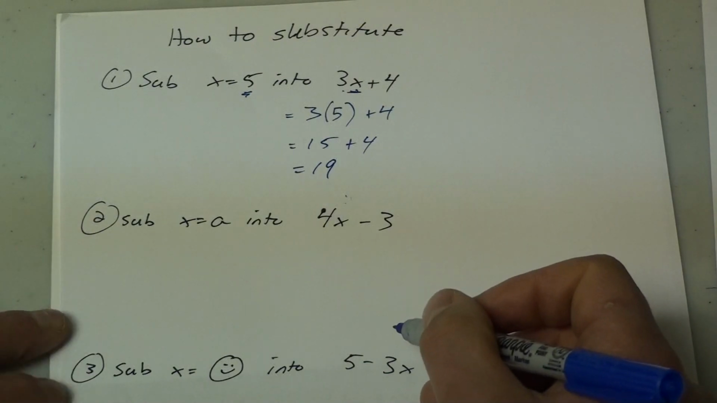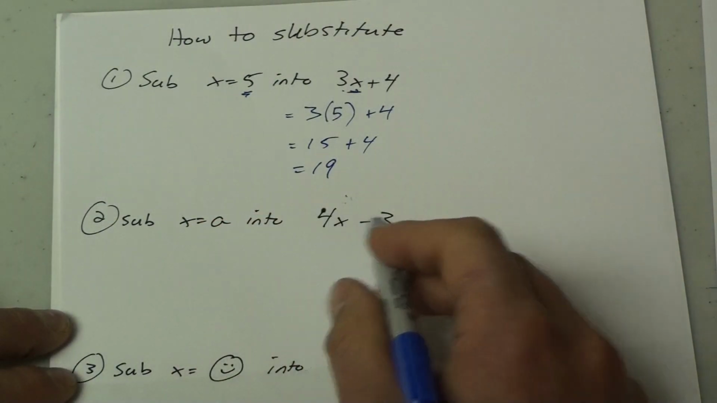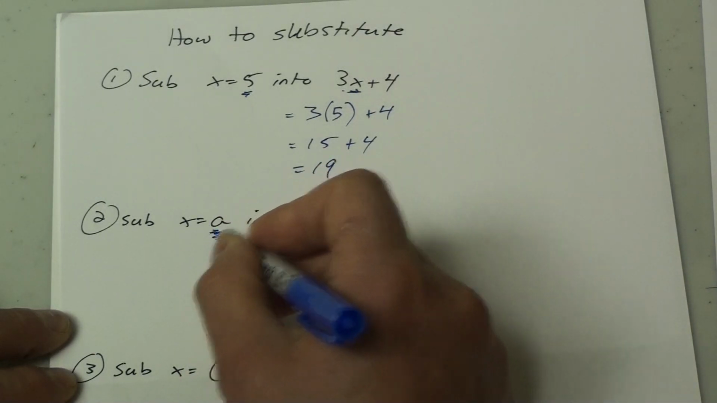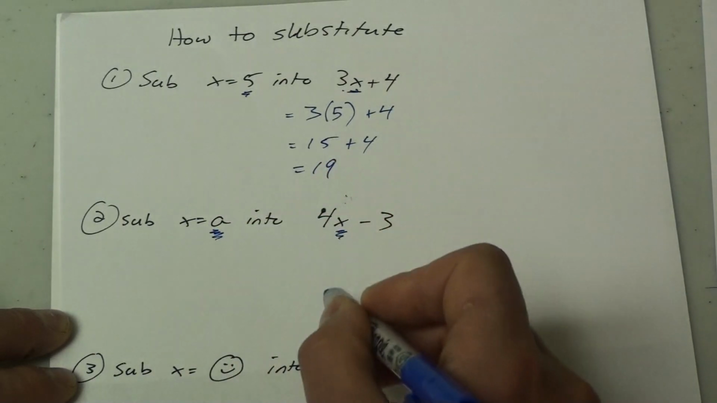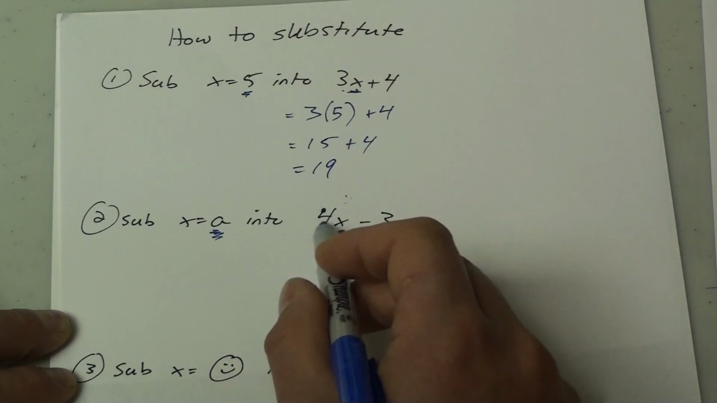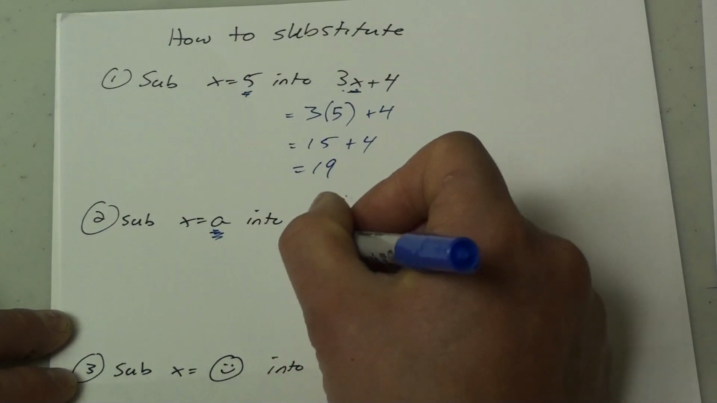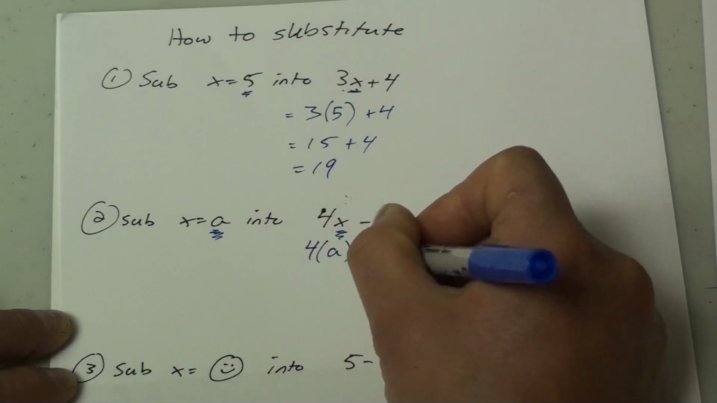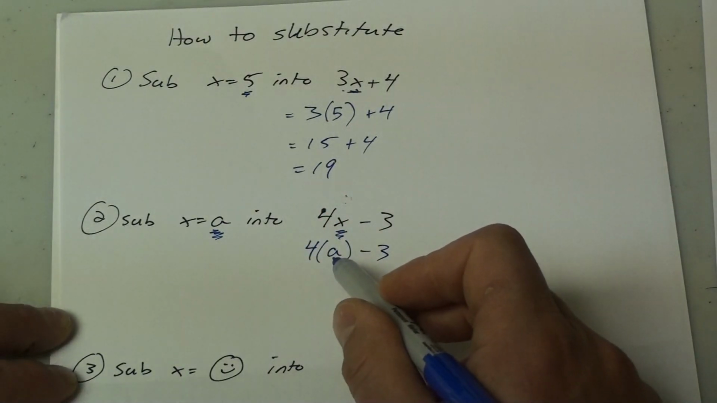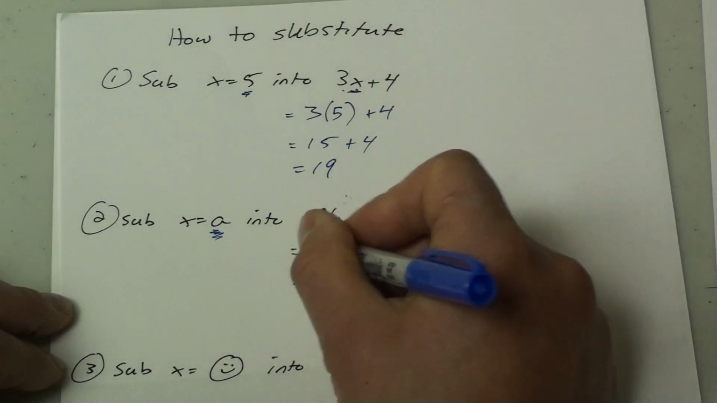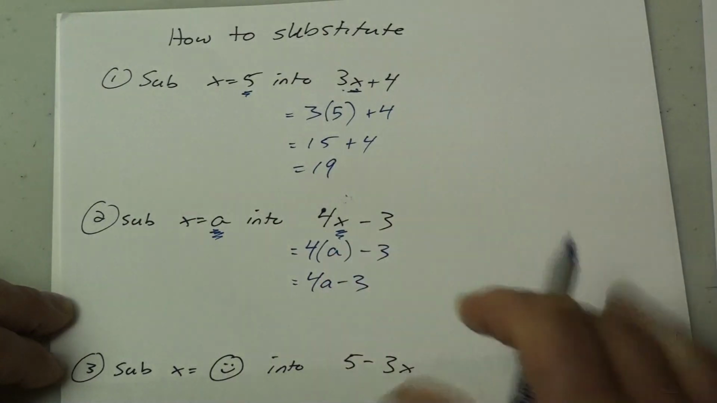In the second example, I'm going to sub x equals a into 4x minus 3. Now I see the x is going to be replaced. The x has been replaced with an a, and that a is going to go in where the x is. It's 4x. Nothing between them means it's multiplying. There's 4, then x right beside each other means multiplying. So it's going to be 4, and it's not x anymore, it's going to be an a, so 4 bracket a bracket minus 3. Again, always a good idea to put what you're subbing in into brackets. And then I can just get rid of those brackets, so it's 4a minus 3.